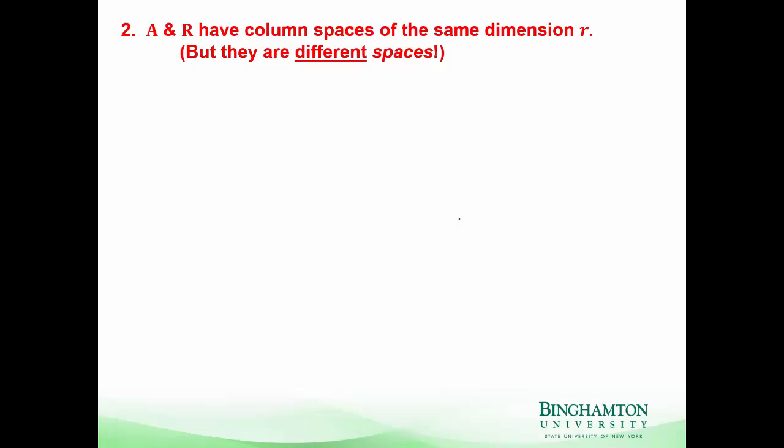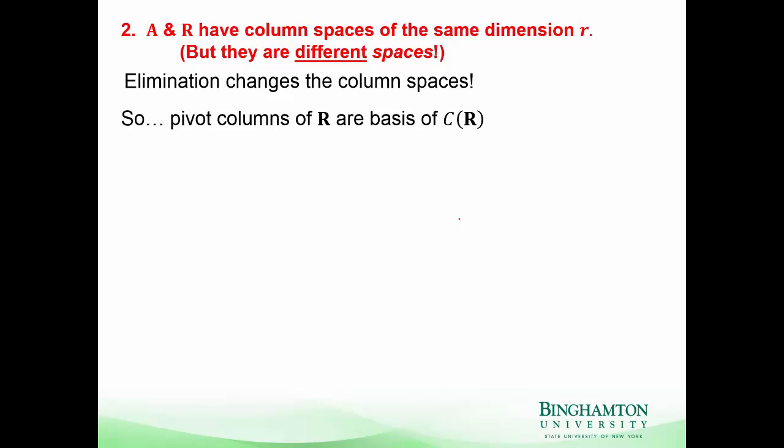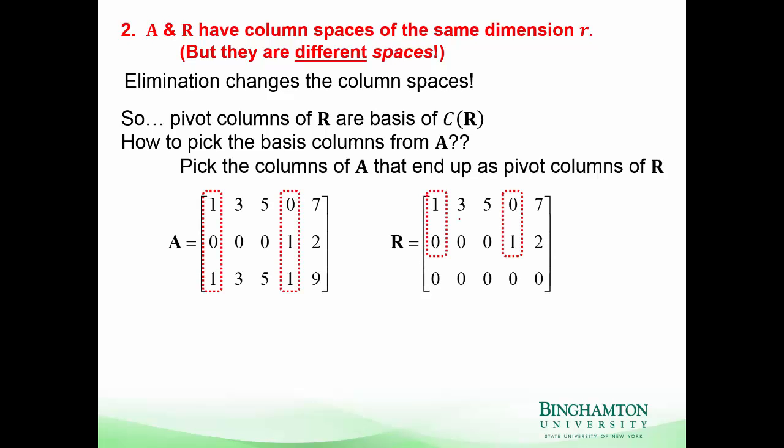Okay, A and R have column spaces of the same dimension R, but they are different spaces, and we just talked about that. That's what we started off on the first slide of this subsection about. So what that's telling us is that row elimination changes the column space. Remember, row elimination does not change the row space, but it changes the column space, so that's key. So the pivot columns of R are a basis of C of R, but we don't necessarily know they are a basis for the column space of A, and we've already seen that.